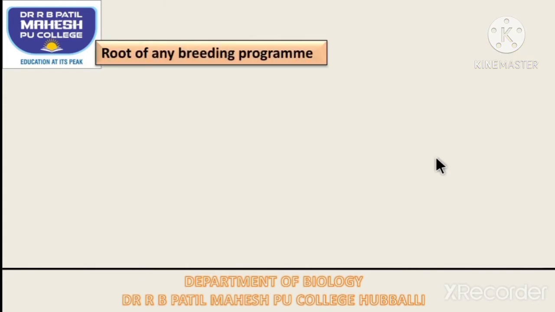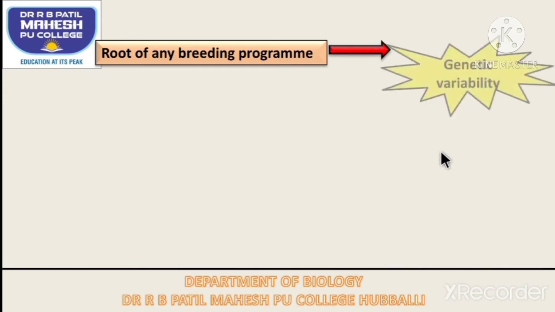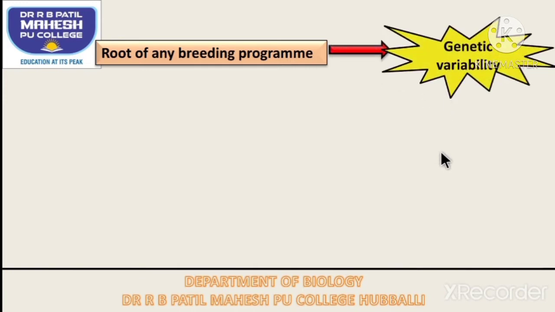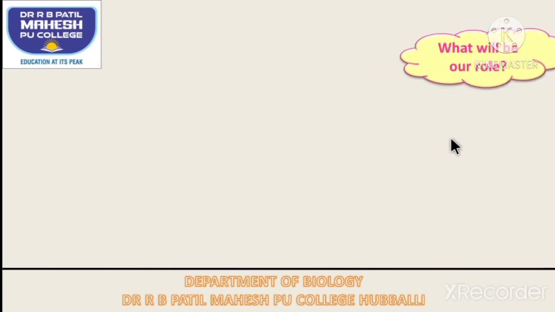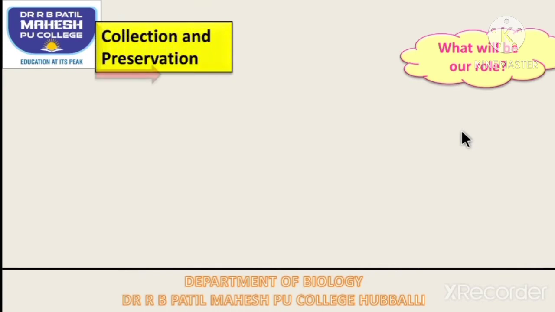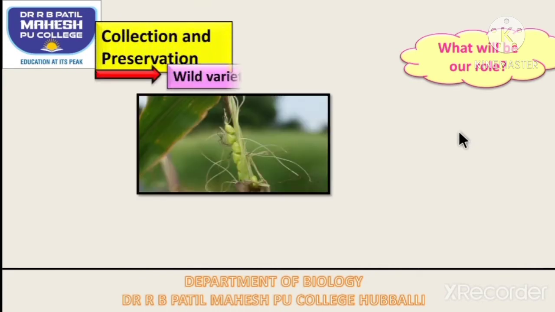The root of any plant breeding program will be the genetic variability. So we should collect the seeds which have different variations, and that becomes genetic variability. So what is actually our role? As I just said, we have to collect and preserve the seeds or the plants.